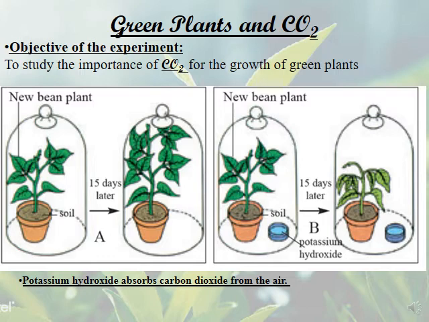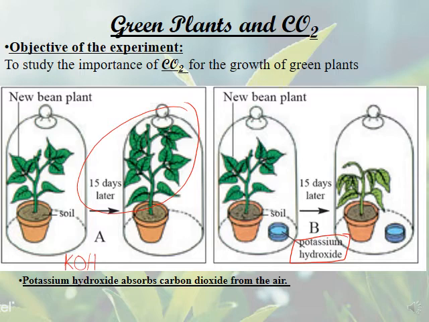So we have the plants 15 days later. This bean plant grows normally, grows tall, and it's green in color. However, in plant B, it was the same conditions, but we have here potassium hydroxide. What is the role of potassium hydroxide? Potassium hydroxide has the symbol KOH. So it has the symbol of K, O, H.